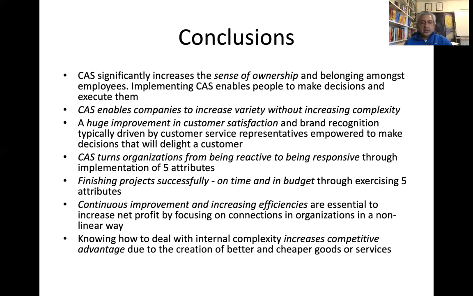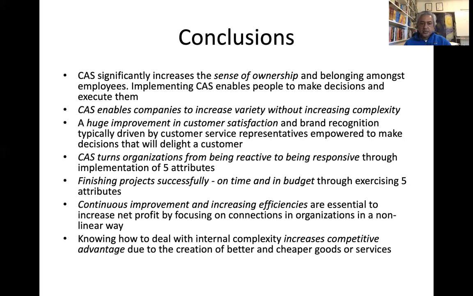Another conclusion is that this kind of implementation of CAS enables companies to increase variety without increasing complexity. And this is usually a very difficult problem, because when you increase variety, you always increase complexity. However, if we follow these 5 attributes as the paper defines, then you can increase variety without necessarily increasing complexity, and that becomes a great advantage for any organization, especially during times of ambiguity or great change.